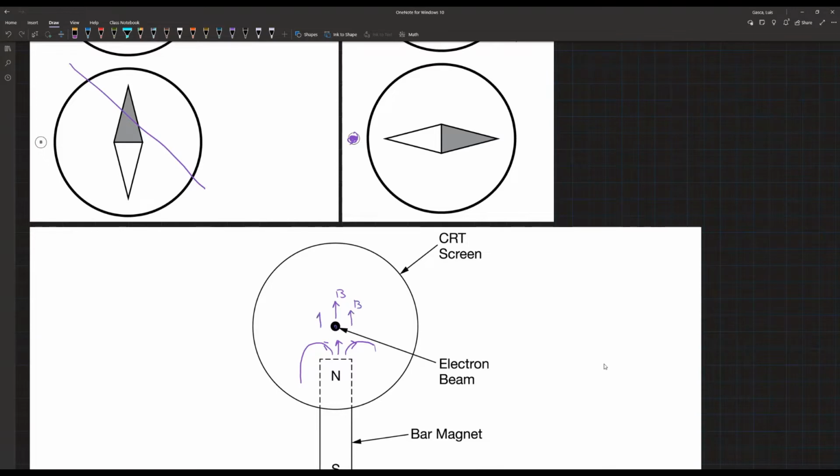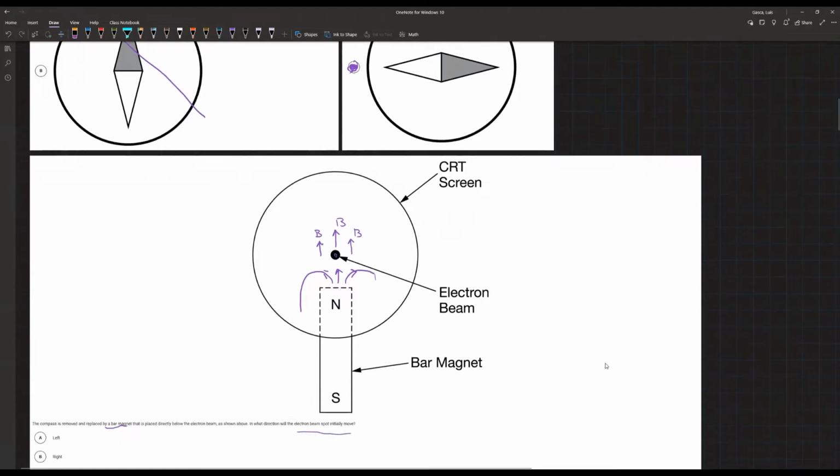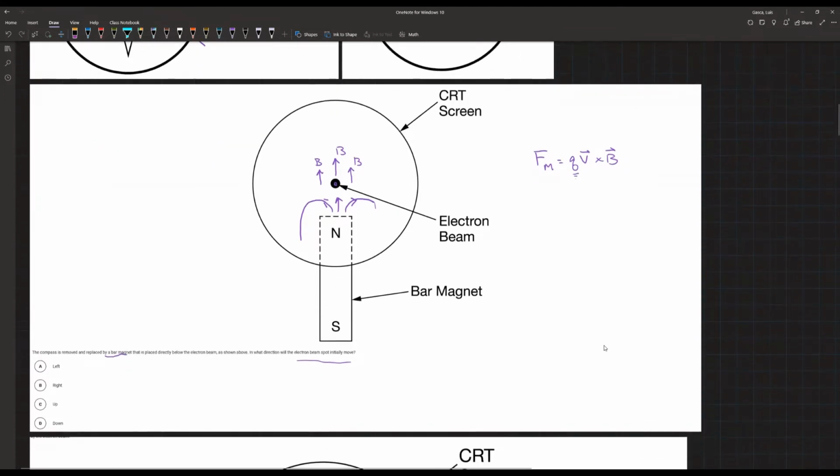Now we have to be careful. We've talked about how to determine the magnetic force because we're going to see the beam move in the direction of the force. The magnetic force is given by q v crossed into B. So we need to use the right-hand rule to determine this. And because this electron here is negative, we'll need to flip the direction at the end.